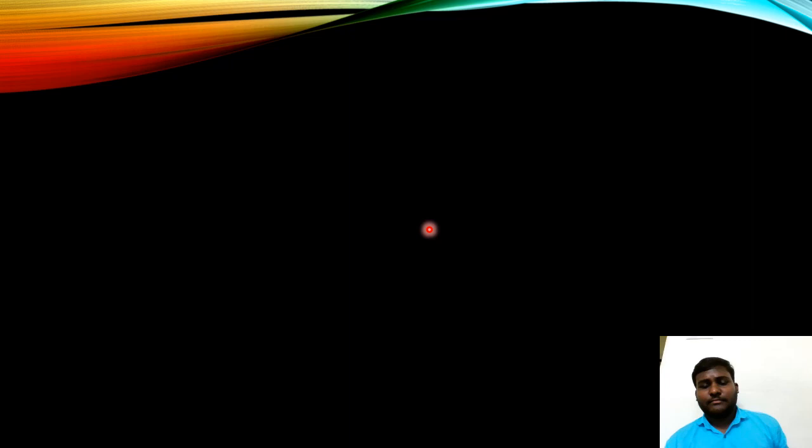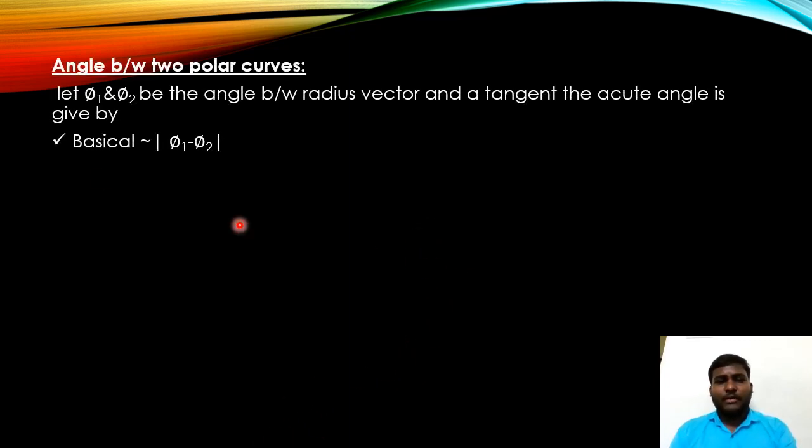Going further, angle between two polar curves. Consider phi 1 and phi 2 being two angles between radius vector and tangent that are given. Then by the basic formula, mod of phi 1 minus phi 2, we are going to get the angle of intersection.